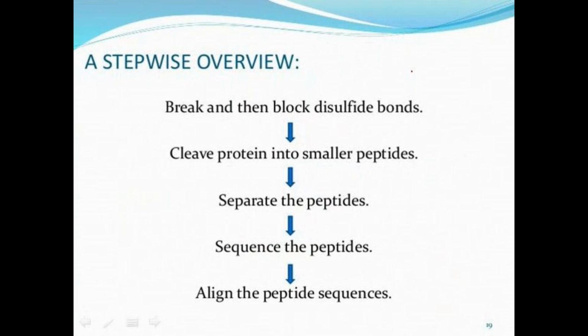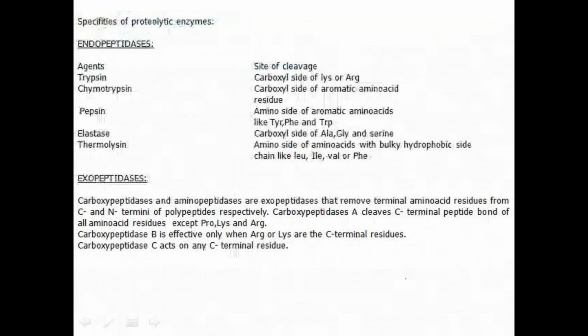Next we are going to the conclusion. What is the conclusion regarding this? For the determination of protein sequence, first it has to be broken down into peptide fragments, single polypeptide chains. That means the polypeptide is to be broken down into single chains, and the breaking of disulfide bonds should occur. Then the protein should be cleaved into smaller peptides, then separation of peptides, then sequencing of peptides, then alignment of peptide sequences.